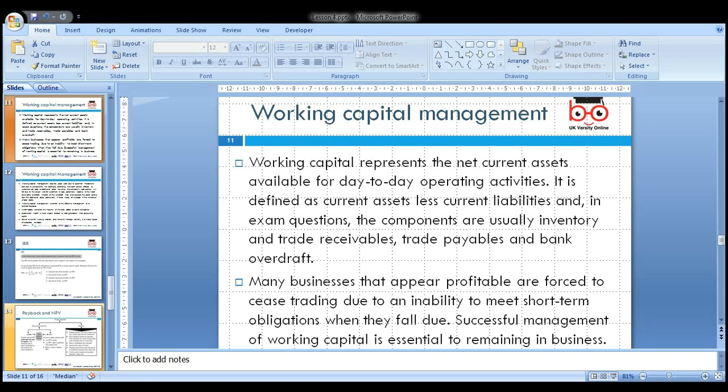So these are all the short-term obligations. We call liabilities a legal obligation which we have to pay. If we don't pay it, we can be penalized. It's not really in your exam, but if you have an exam question, the components are usually inventory, trade receivables, trade payables, and the bank overdraft.